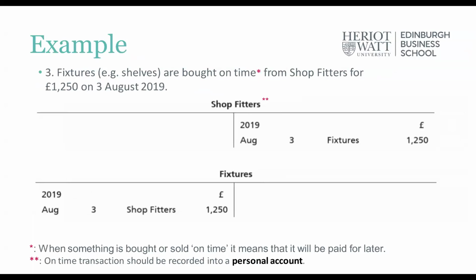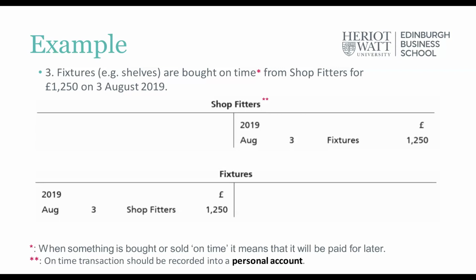Okay. On the 3rd, there are fixtures that are bought on time. This is very interesting. The fixtures are bought on time from shop fitters for 1,250. Number one, we have the fixtures that have been bought on time. So what is happening with the fixtures account?